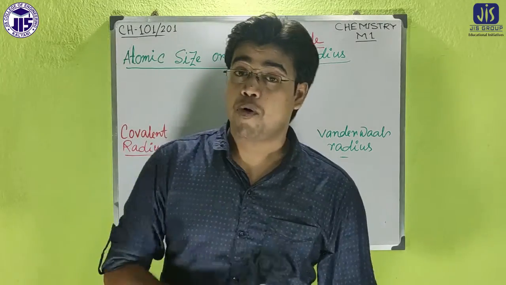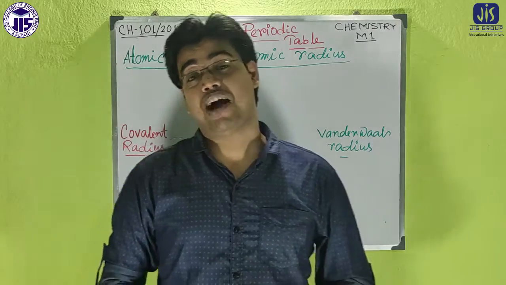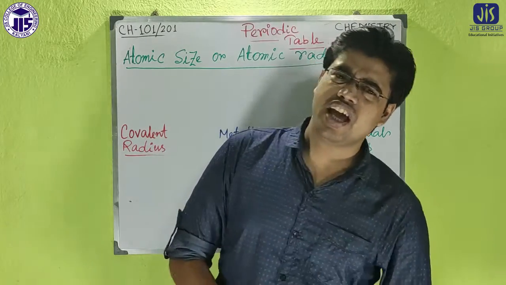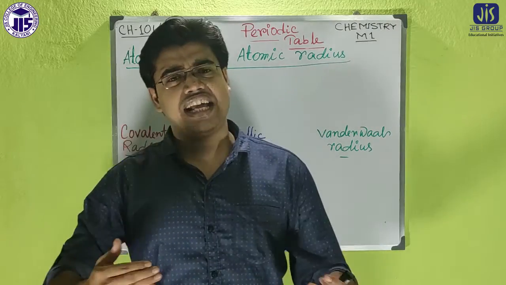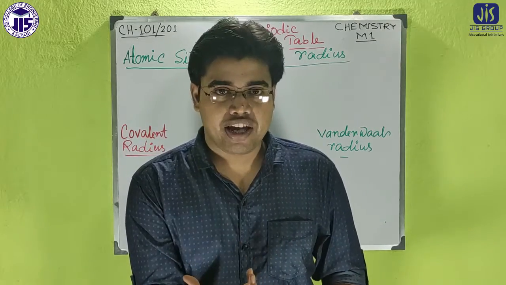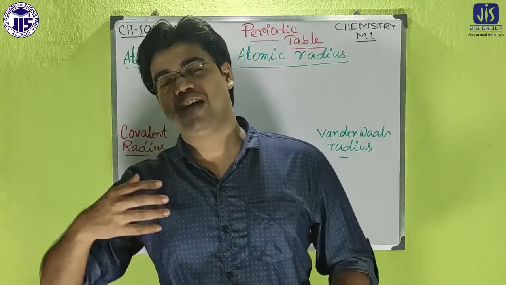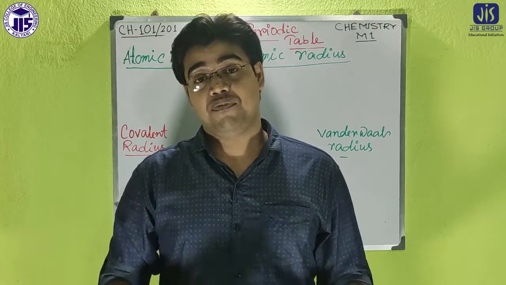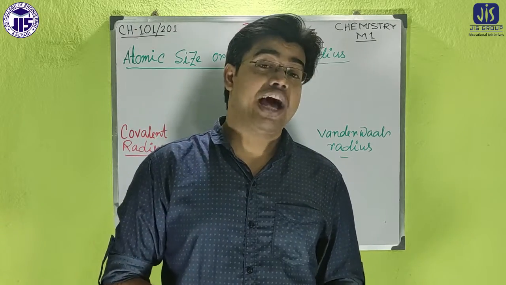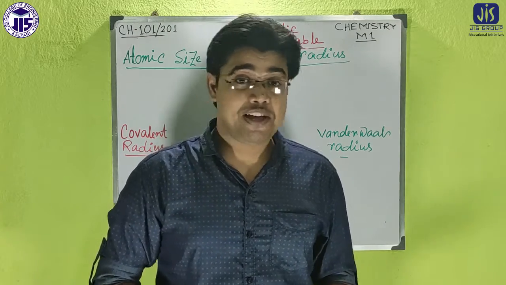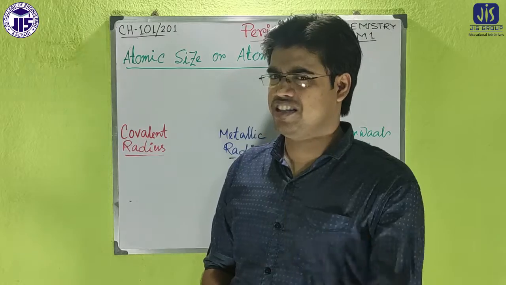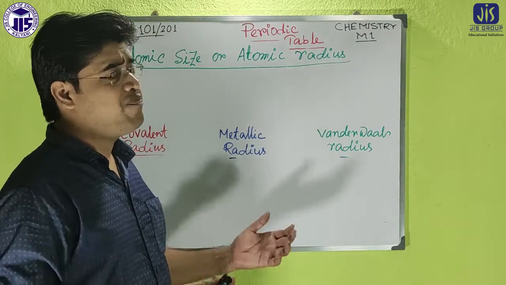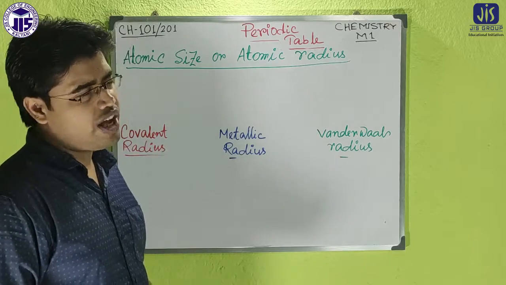Now come to the point of how we can determine the atomic radius or atomic radii. Actually, the atom is taken as a sphere. So if we take atoms as spheres, then obviously the size of the atoms should be expressed by the radius. But there are some problems in determining the radius of atoms. What are the problems?